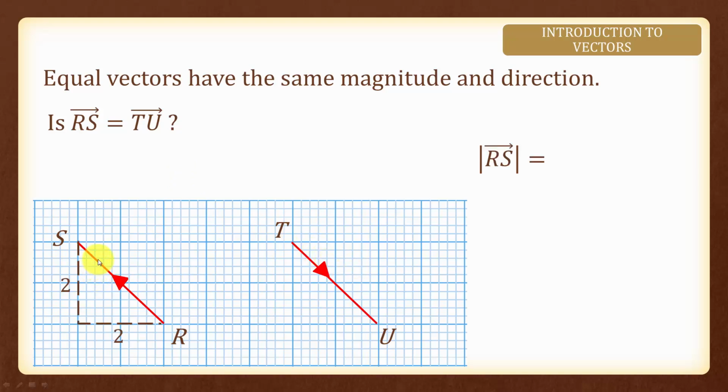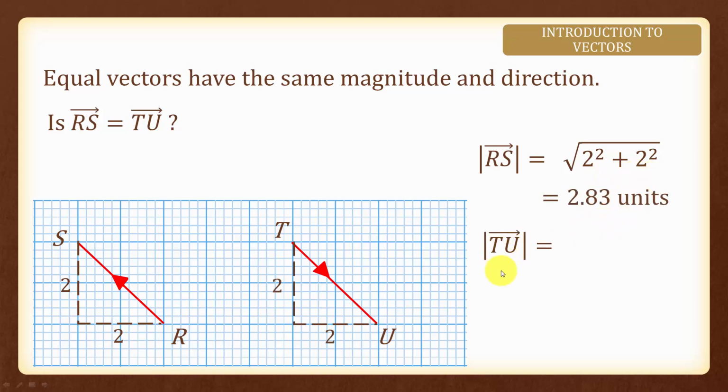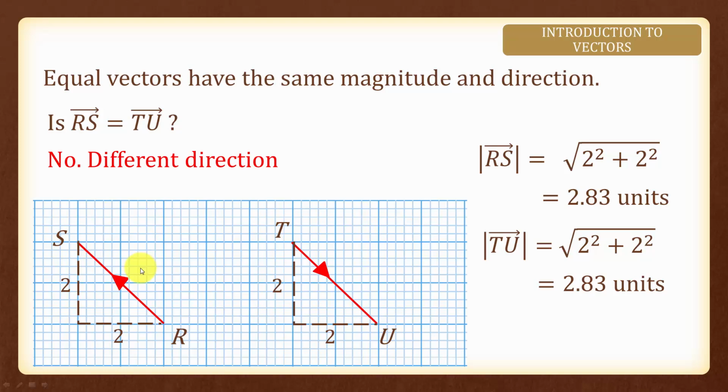The magnitude of vector RS is equal to the square root of 2 squared plus 2 squared, which is 2.83 units, and the magnitude of vector TU is the same. However, you notice that the direction of vector RS is different from the direction of vector TU, and therefore they are not equal vectors as well.